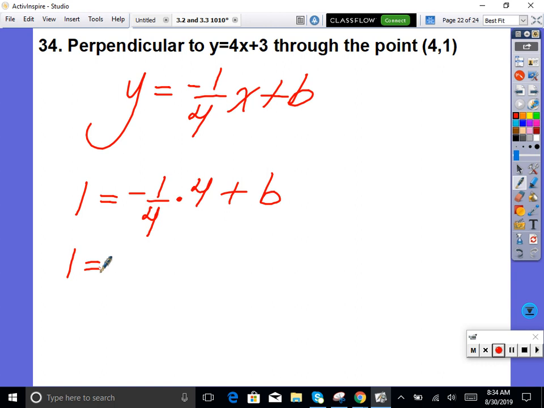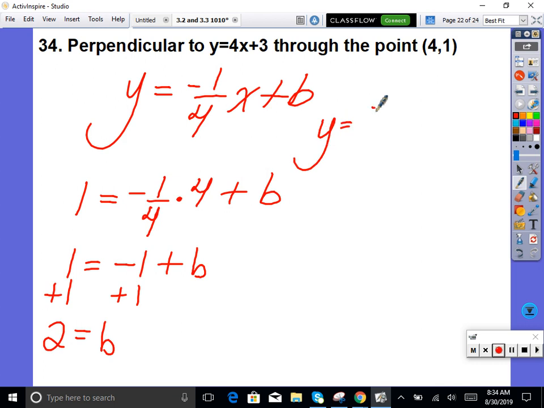So 1 is equal to, what is -1/4 times 4? Yep, -1 plus b. So then we'll add 1. 2 equals b. So we'll go back up here. y is equal to -1/4 x plus 2.